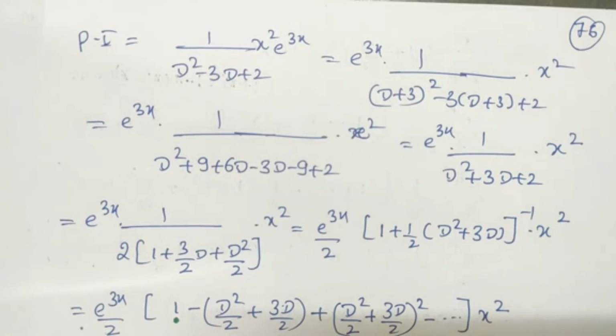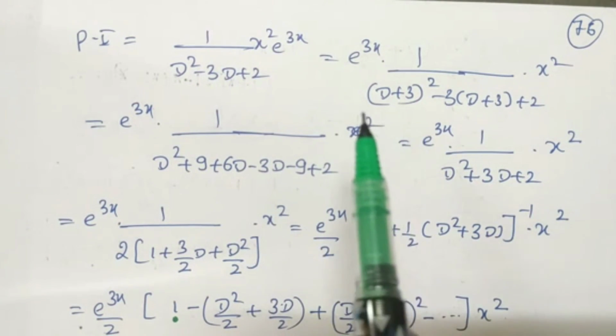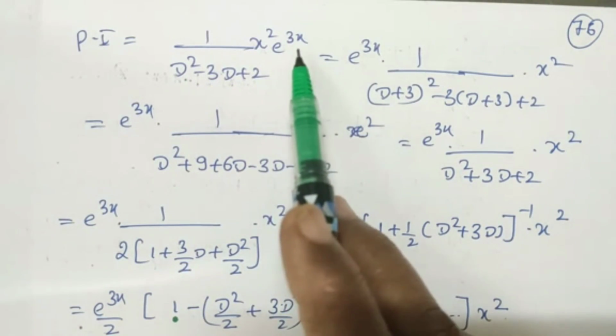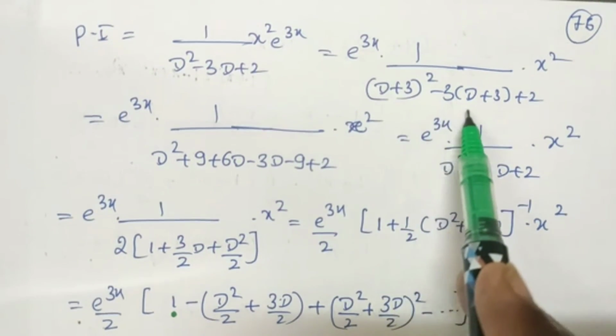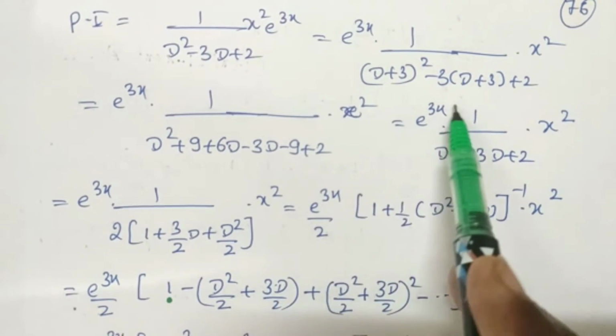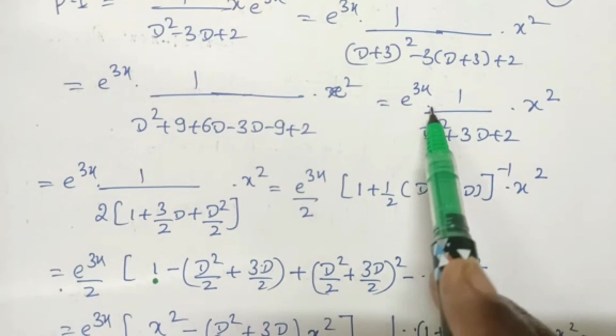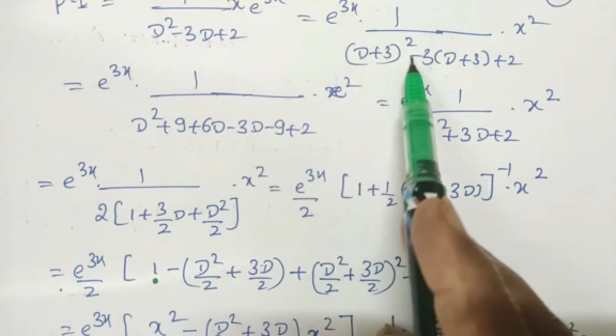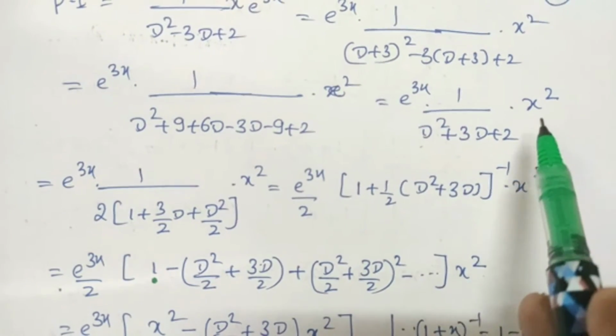Now to find the particular integral, it is 1/(D² − 3D + 2) x² e^(3x). So it is again e^(3x) as it is. You just replace D by D + 3, the coefficient of x: 1/((D + 3)² − 3(D + 3) + 2). Expand this, and after simplification you will get e^(3x) · 1/(D² + 3D + 2) x². That is (a + b)² and all those things.